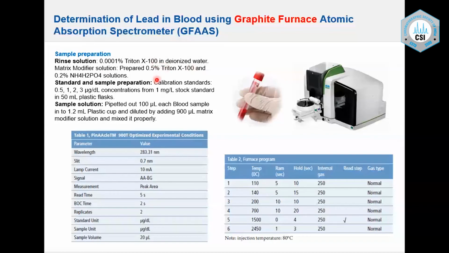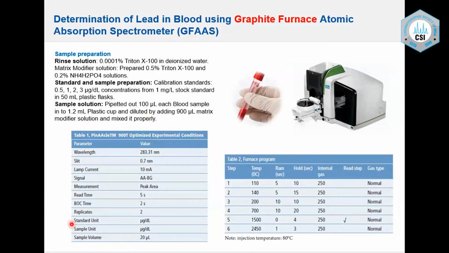This is just to stabilize the sample solution, so I added Triton X-100, and the calibration standards were prepared at 0.5, 1, 3 and 30 microgram per dL. So 1 microgram per dL means almost 10 ppb concentration. The sample was diluted by 10 times. I have taken 100 microliter of sample and 900 microliter of this matrix modifier solution, meaning this rinse solution or the diluent, and prepared the samples.